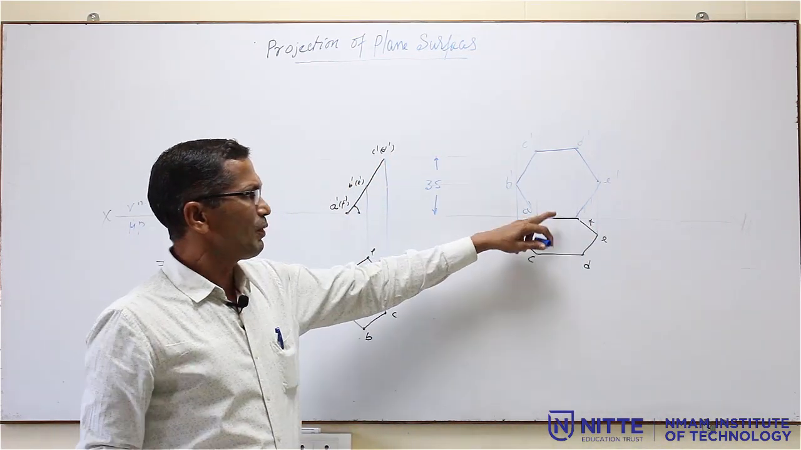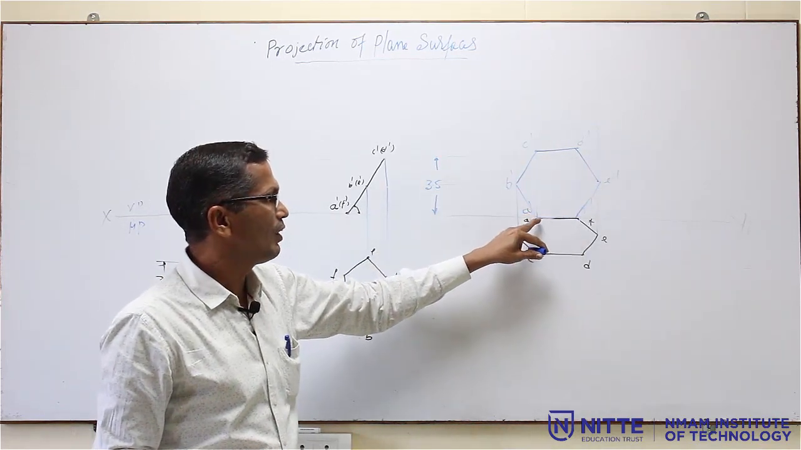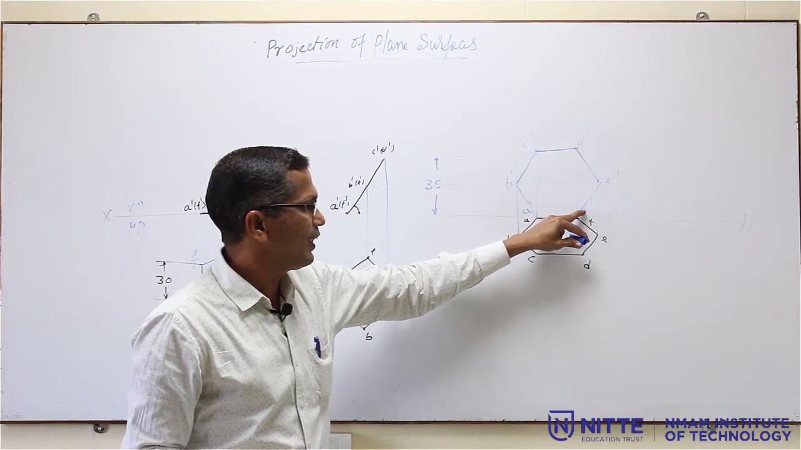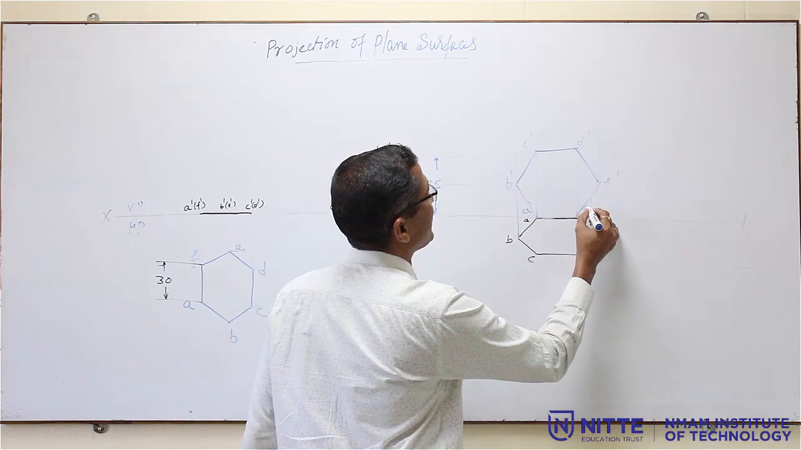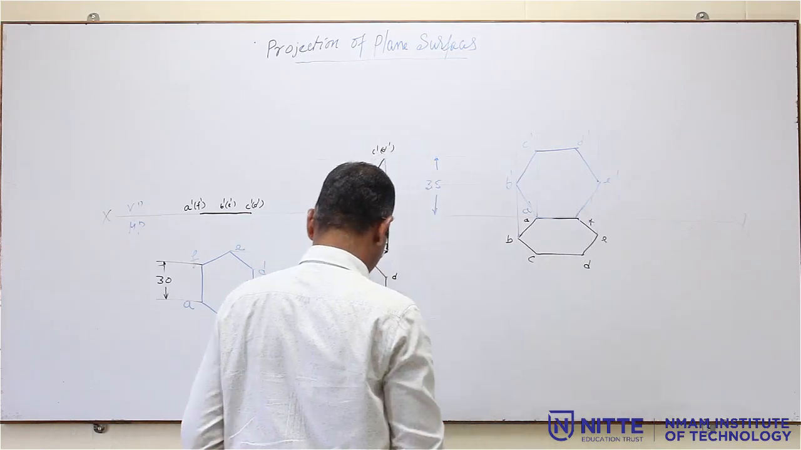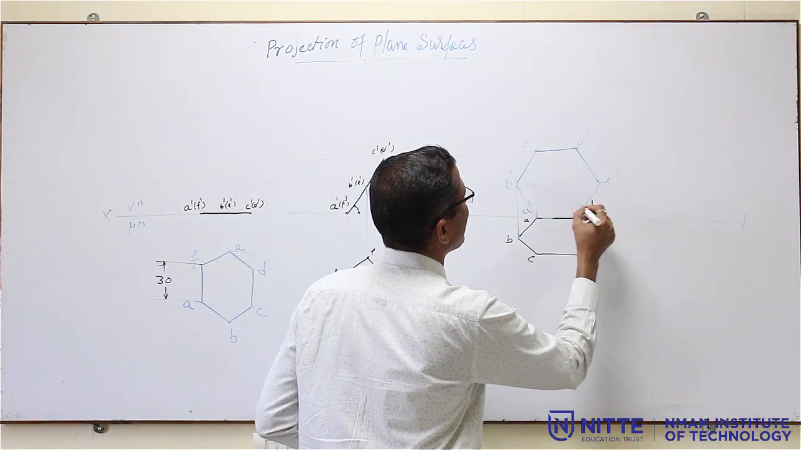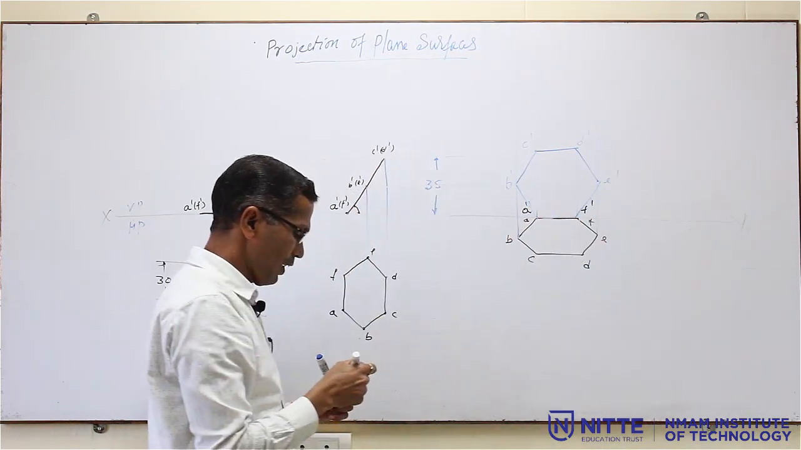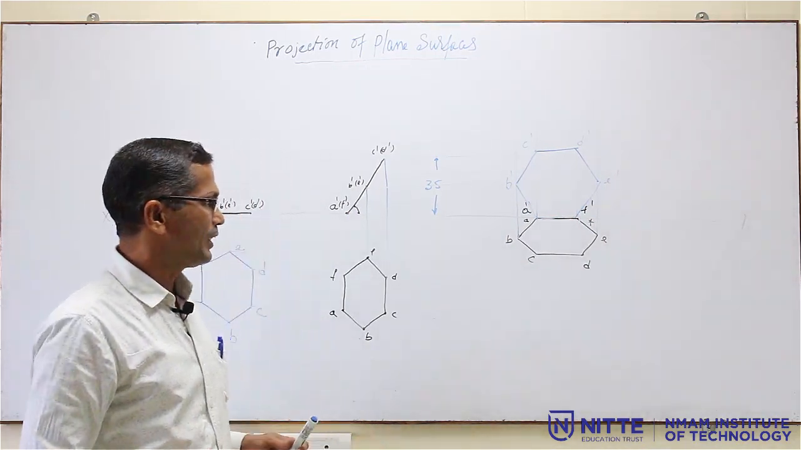So, this is the final position where the front view looks like this and the top view looks like this. When we can see here, for this line it is A dash, F dash, and this is AF. That means one of the edges touches both the reference planes, both VP and HP.